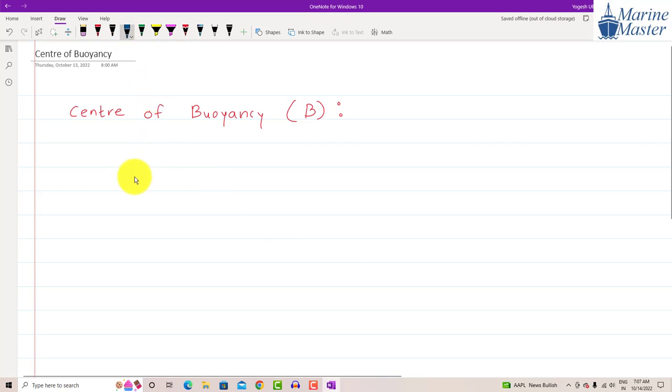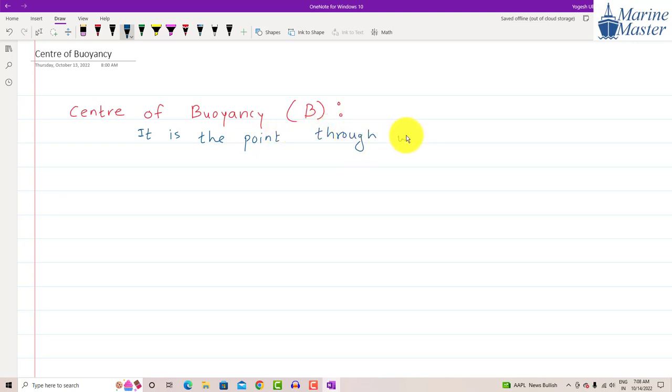So, how will we define center of buoyancy? Try to listen to my words carefully. It is the point through which buoyancy force acts vertically upward. So what is the meaning of center of buoyancy? It is the point through which buoyancy force acts vertically upward.